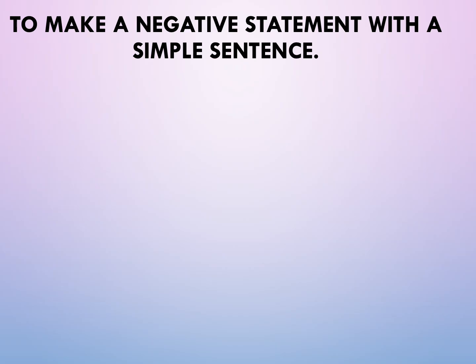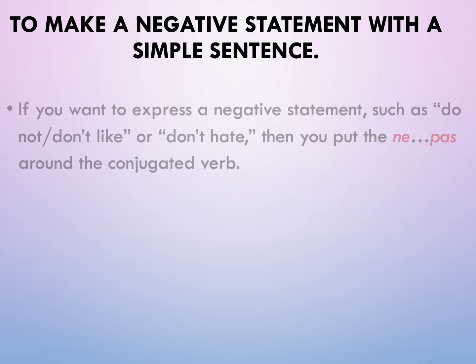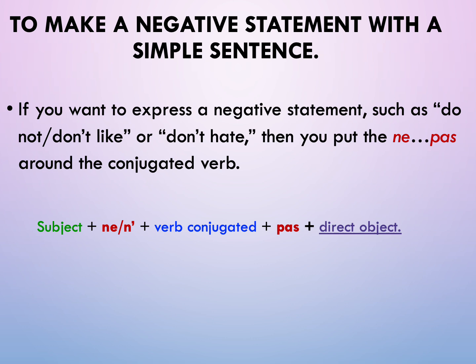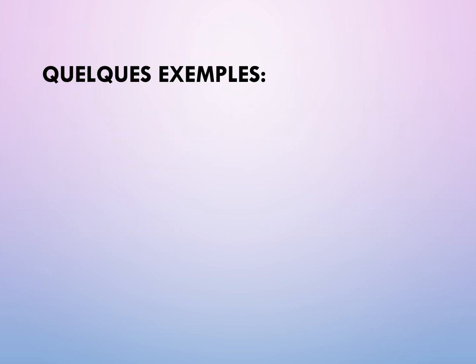To make a negative statement with a simple sentence. If you want to express a negative statement such as do not, don't like, or don't hate, then you put the ne pas around the conjugated verb. Subject plus ne plus verb conjugated plus pas plus direct object.